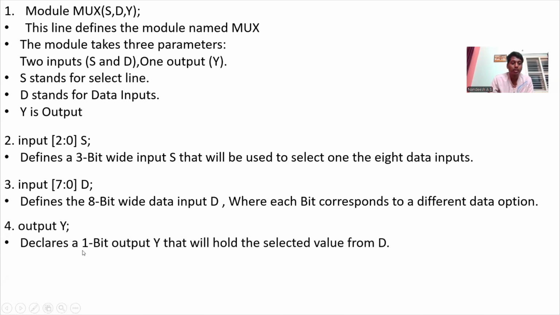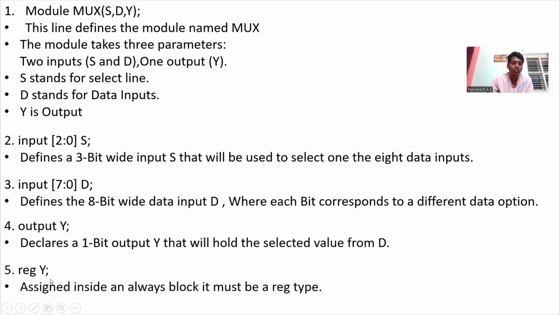Output Y declares a 1-bit output Y that will hold the selected value from D. Reg Y is assigned inside an always block.